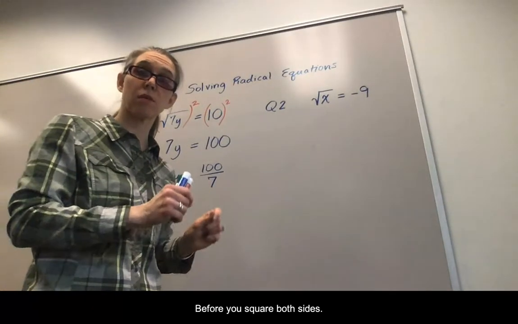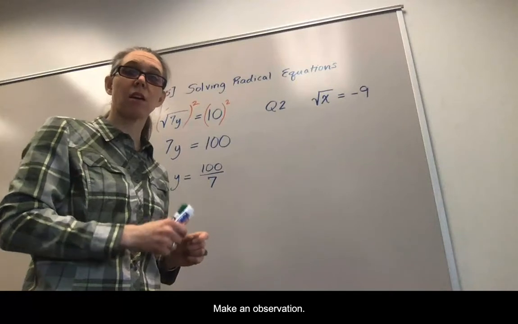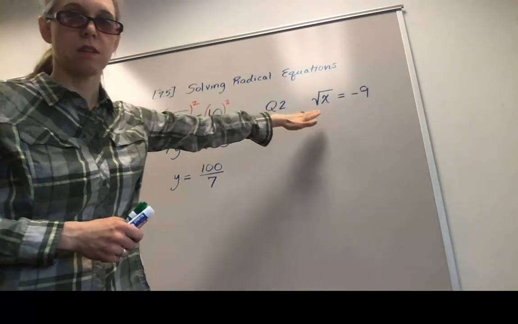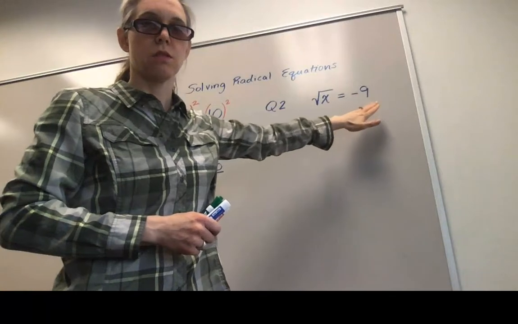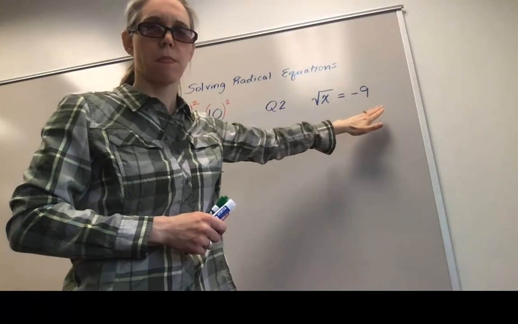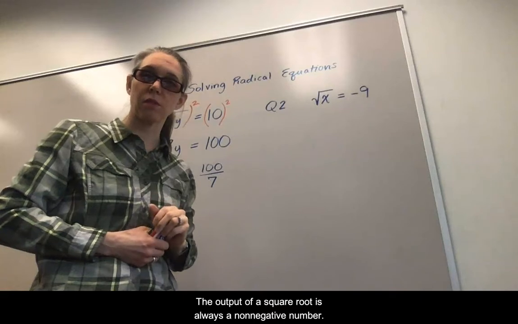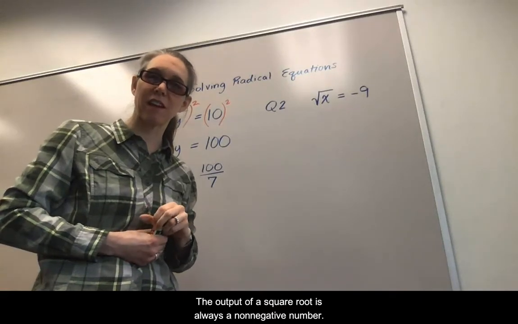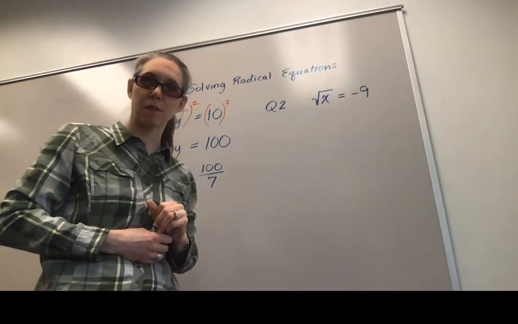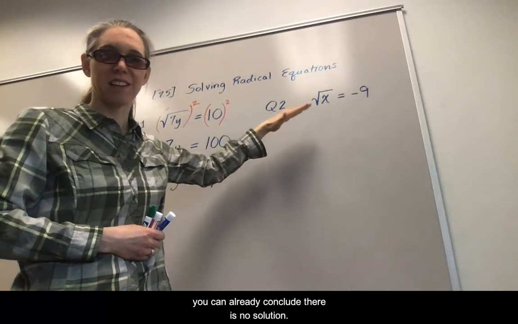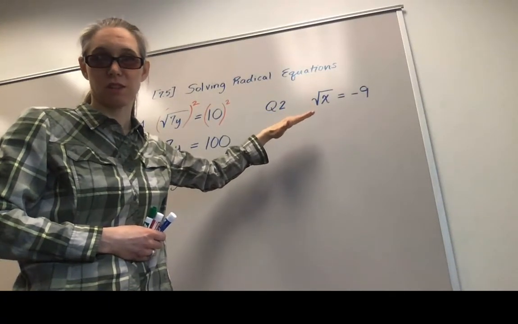Look at question number 2. Before you square both sides, make an observation. The square root is equal to a negative number? That's not possible. The output of a square root is always a non-negative number. So at this point, you can already conclude there is no solution.